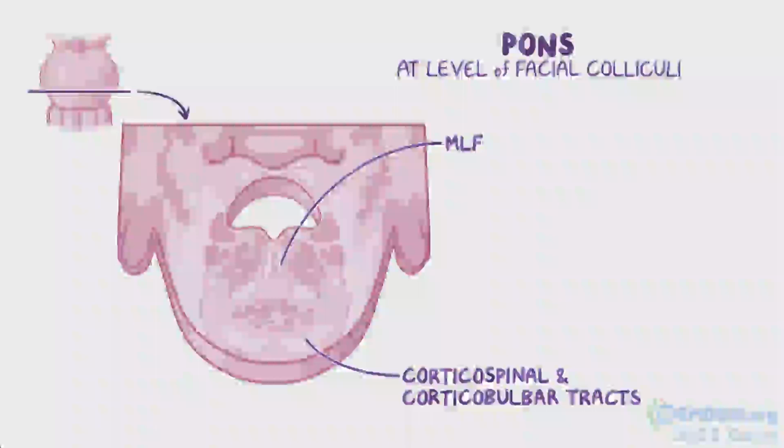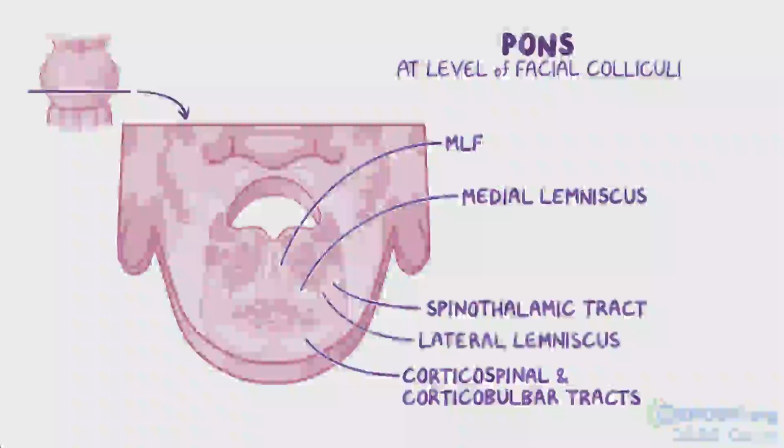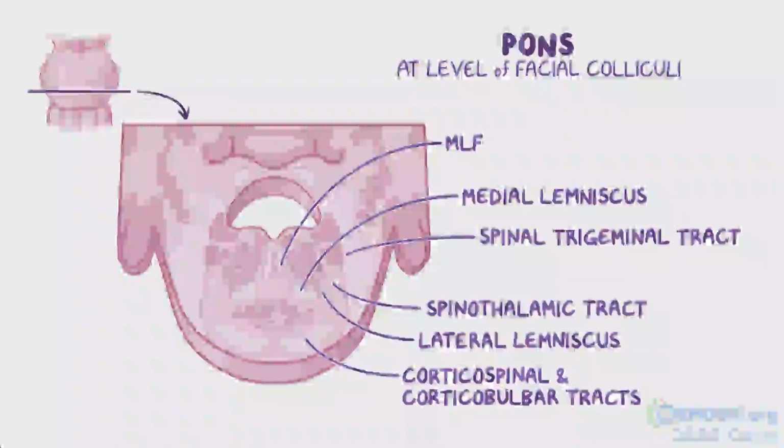As for the sensory tracts, there are the medial lemnisci, ventral to the reticular formation, spinal thalamic tracts, lateral to the reticular formation, lateral lemnisci, which carry auditory information, positioned lateral to the medial lemnisci, and the spinal trigeminal tracts next to the spinal trigeminal nuclei.